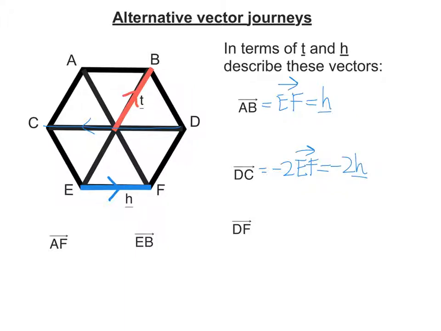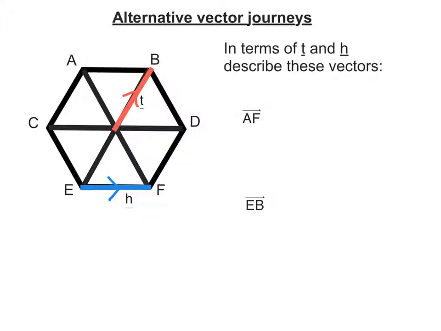Let's look at DF. Well, DF is going down here, this way. Now, it's parallel to T, but going the other direction. It's the same size, so it's going to be negative T.